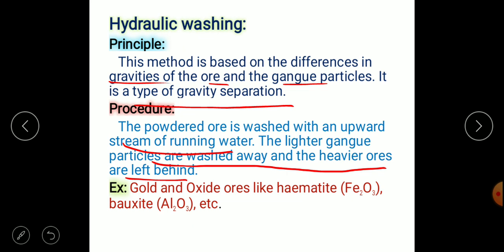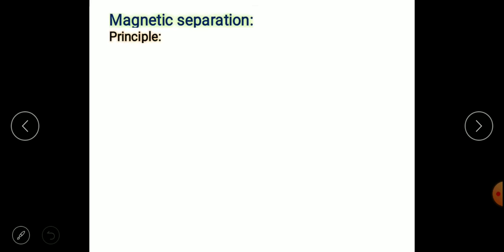So here we are going to use water, an upward stream of running water. Forcefully, with more force, we are going to use the running water. Usually the lighter gangue particles will be very light, therefore they are going to wash away, whereas the heavier ores will be left behind. Examples in which we can use this hydraulic washing are gold and oxide ores like hematite, bauxite, etc. Aluminium can be concentrated, iron can be concentrated, and then gold can be concentrated.